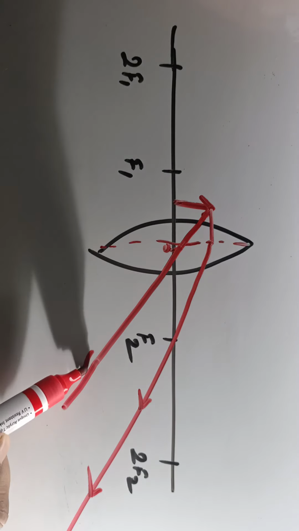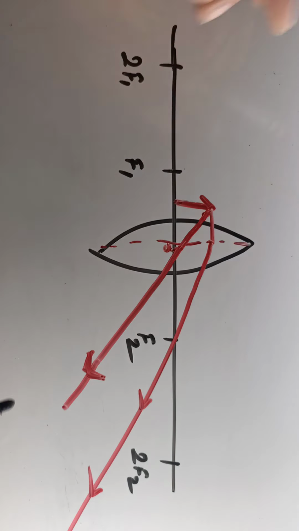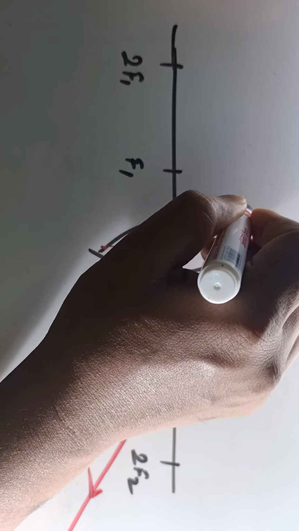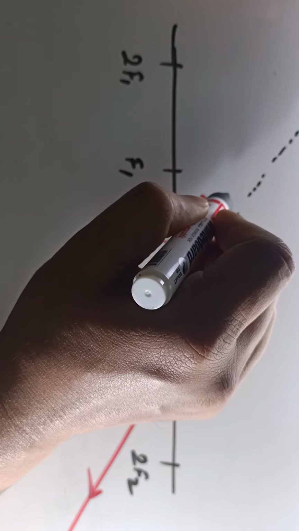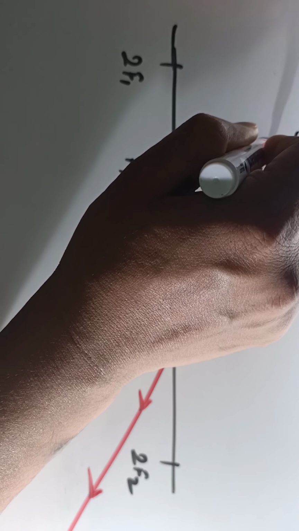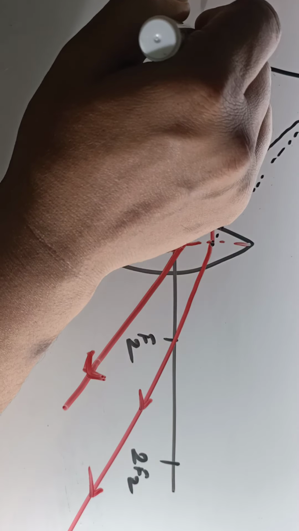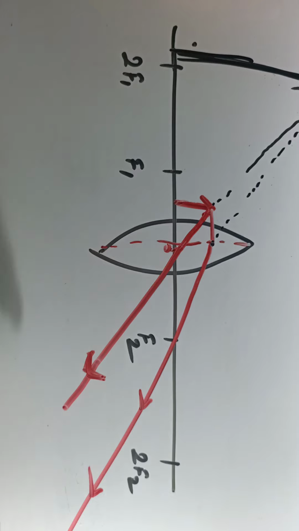Now these two rays of light are not parallel. Unlike the previous case, where those two rays of light were parallel and so they were meeting at infinity, now these two rays of light are not parallel. Therefore, from this point you will extend, and when you extend you will find that these rays of light will be meeting, which means the image will be formed where?